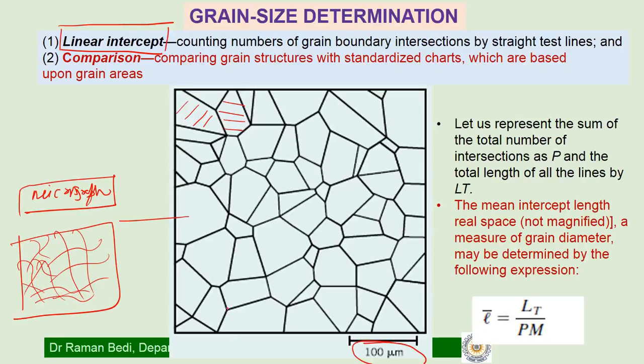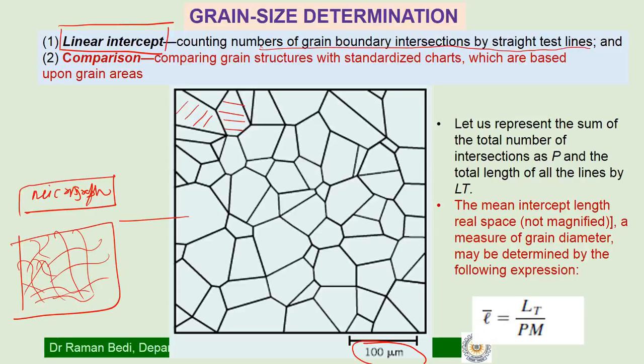I want to find out the average grain size, or just to give you some number. ASTM says that you can use a linear intercept method, which says that you have to count the number of grain boundary intersections by a set of straight lines. What is the meaning of that?